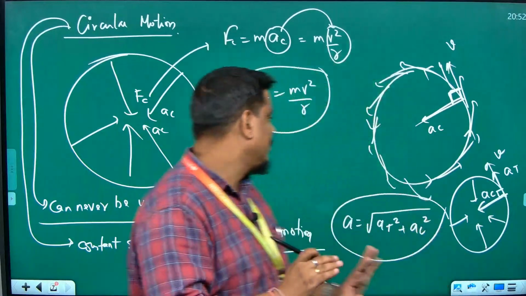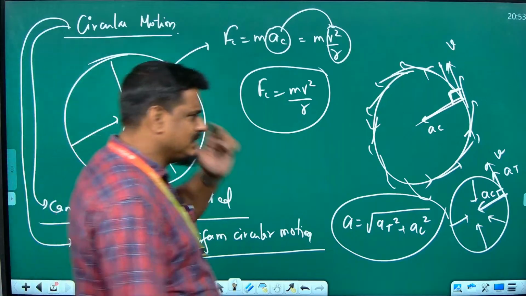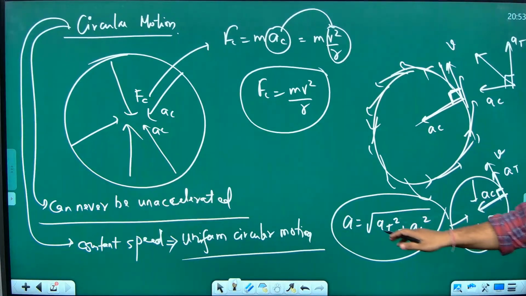Sure? Now, can I change the page? Yes. Louder, man. How it came, you are asking? Vectors, man. See, two vectors are there, perpendicular to each other. If one vector is acting like this, and one is acting like this, what is the net vector? A square plus B square plus 2AB cos theta, isn't it? So here one is AC, one is AT. So AC square plus AT square plus 2 into AC into AT into cos 90. What is cos 90? Good. So the third term is 0. So A is equal to root over AT square plus AC square.